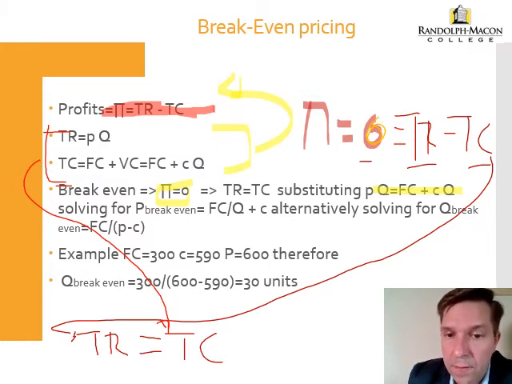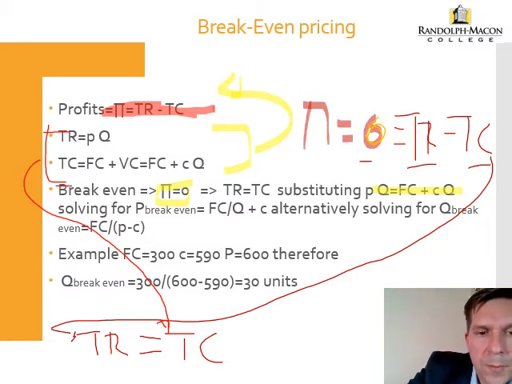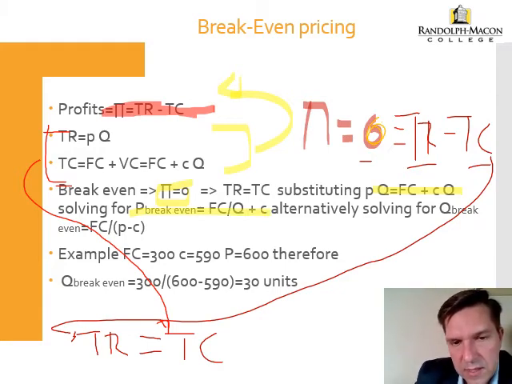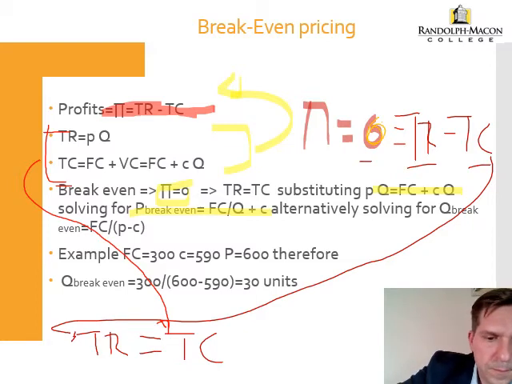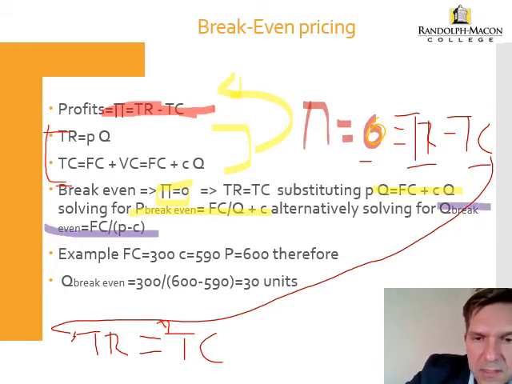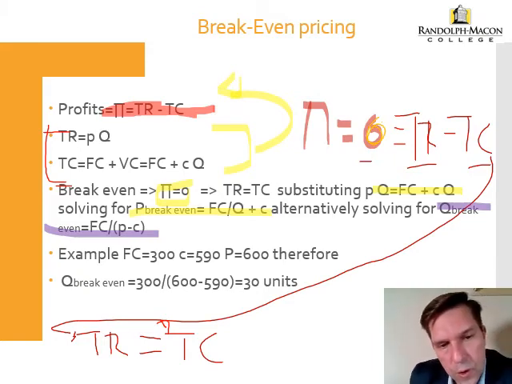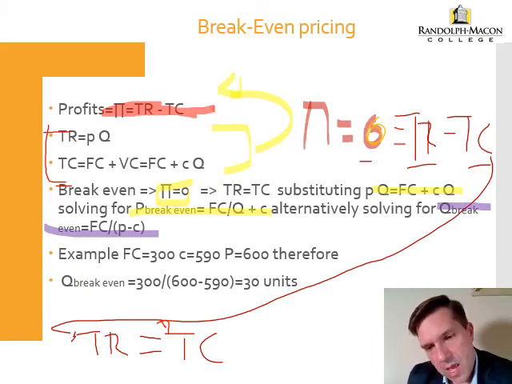And now we can solve for either P or Q. You can choose. If you solve for P, you get the price at which you break even, which is going to be that expression right there. And if you do it for Q, you're going to get a slightly different expression, which you have right here. That's the expression for the break-even number of units at which you break even.